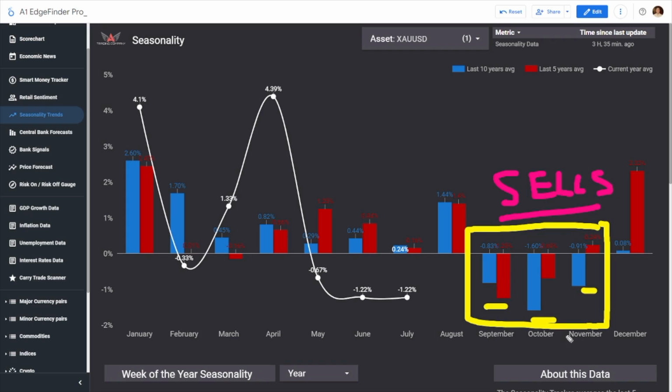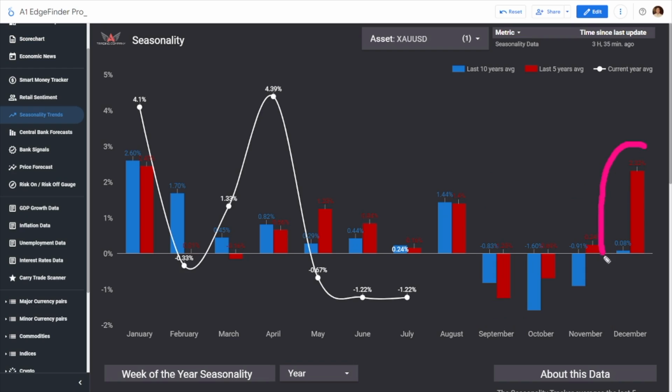So when I look at September, October, and November, maybe I'm looking for sells, but at the very least, maybe I'll be more cautious on the long side. Now, again, we can see December is very positive in the last 5 years. There may have been a really strong run up that drove this on the 5-year chart, but on the last 10 years, it's about flat.